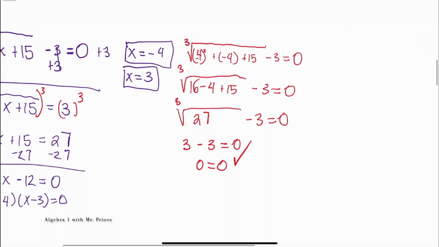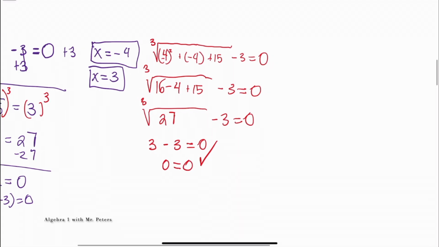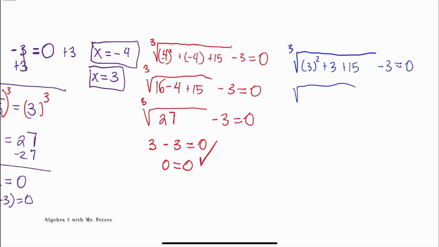Now we're going to check the second answer. So we rewrite it and substitute again. So now we do the same thing. So we had the cube root of 9 plus 3 plus 15 minus 3 is equal to 0. So we know 9 plus 3 is 12. 12 plus 15 is going to give us 27.